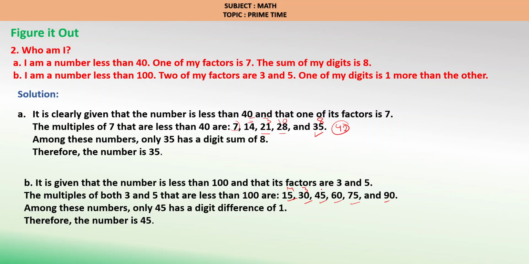For example, 1 minus 0 is 1... 3 minus 0, 3; 5 minus 4, 1; 6 minus 0, 6; 7 minus 5, 2; 9 minus 0, 9. So only 45 has this: the difference between its two digits is 1. Therefore, the number is 45.